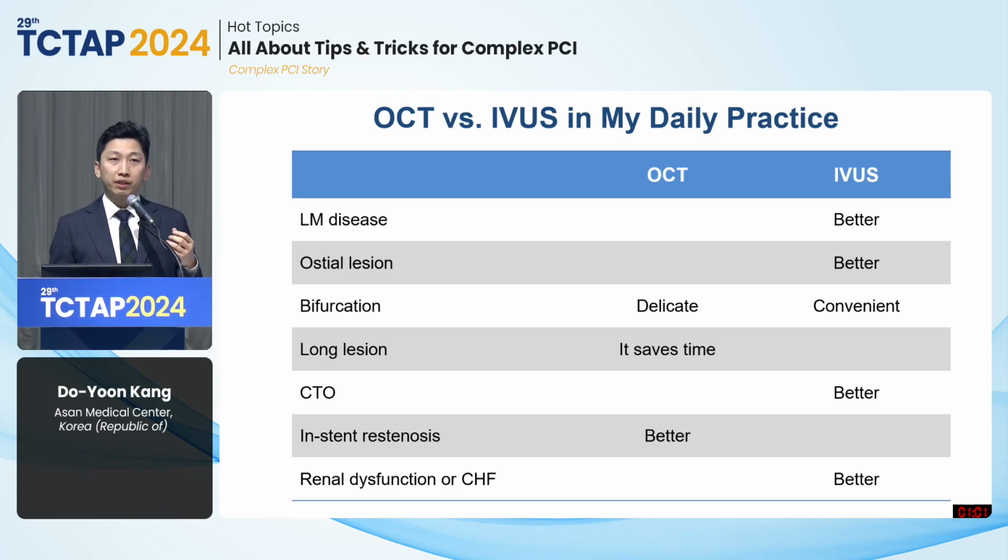For ISR, OCT can visualize the calcification and stent better, and it's very useful. And for some patients with renal dysfunction or heart failure, I prefer IVUS. This is my conclusion. Thank you. Okay.